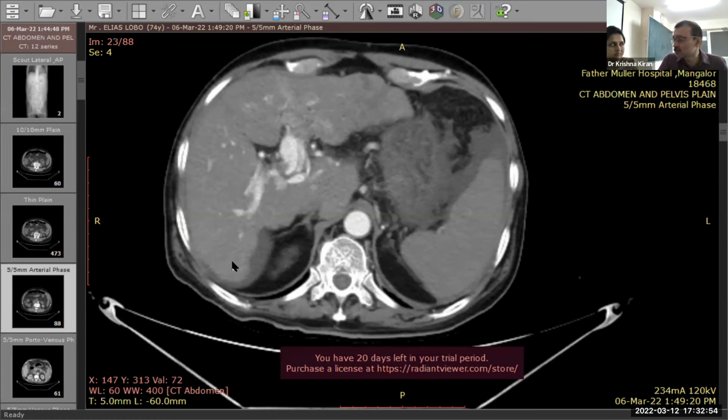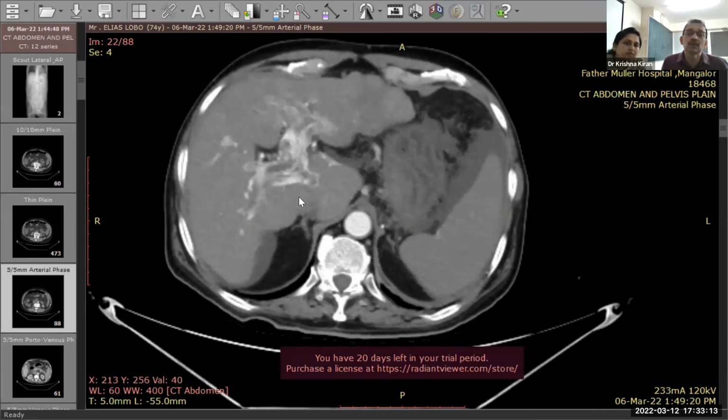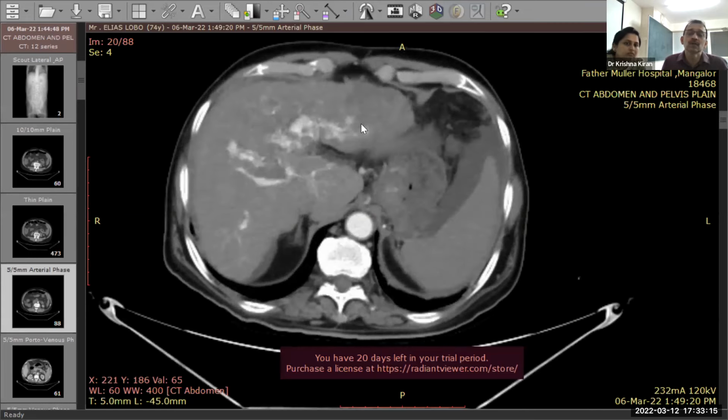Why is it important to say whether the tumor thrombus is there or not? Staging. Yes, correct, very good. So that point you said. Now, what else is there in the liver? So you show the phase of the liver, and then we'll see the other structures. There are two hypodense nodules, predominantly in the left lobe. Okay.